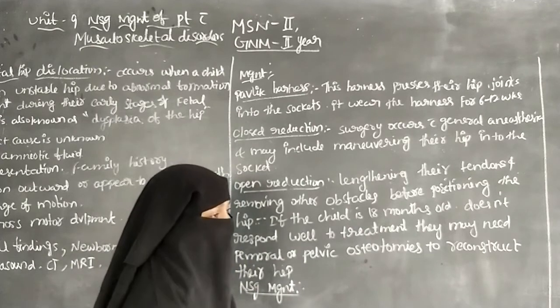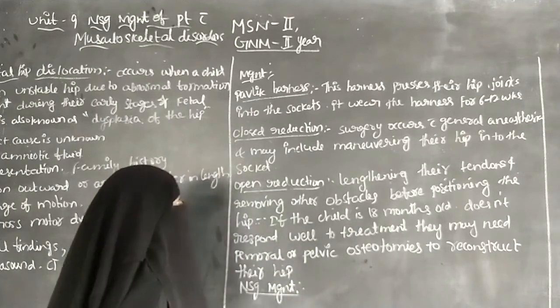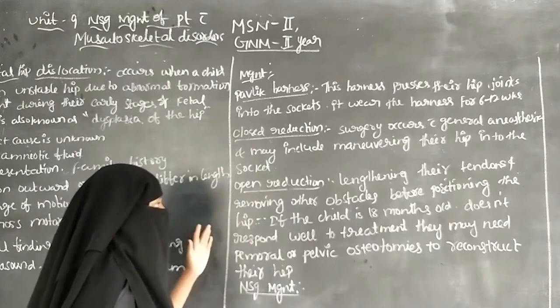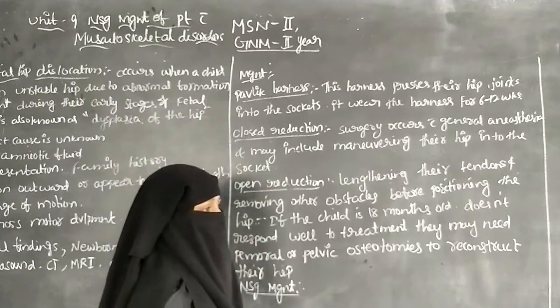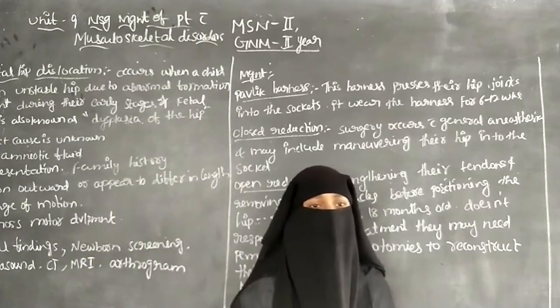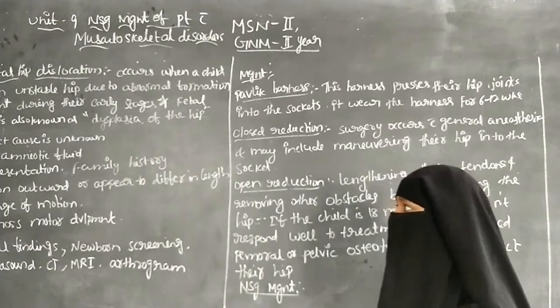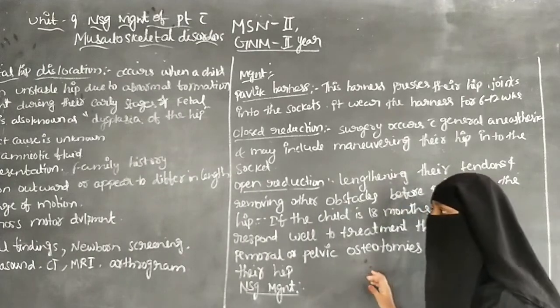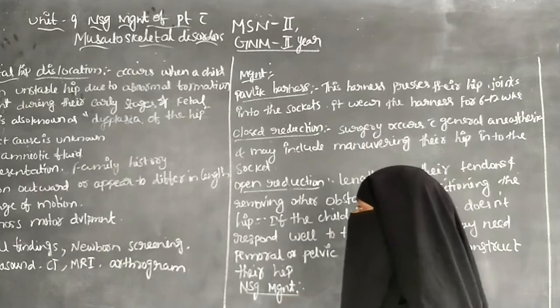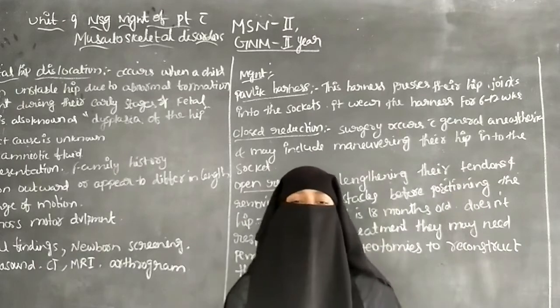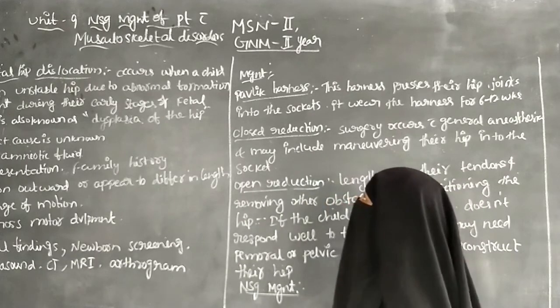So the management includes the Pavlik harness, closed reduction and open reduction. The next one is the nursing management. In nursing management, the nurse has to educate the parents about the post-operative treatment and how to use the harness.